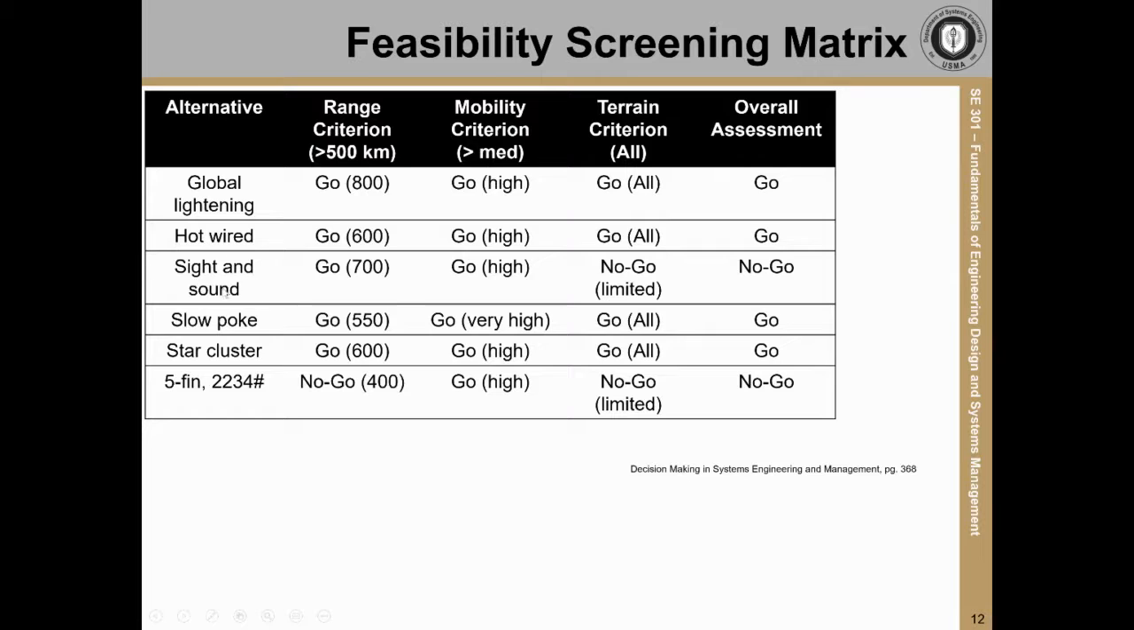But when we move here to alternative sight and sound, you have a range criterion of 700 kilometers, so that's good, you get a go. Mobility criterion of high, so you get a go there. But you have a terrain criterion of limited, so it's a no-go. So overall, this alternative, sight and sound, is a no-go. Similarly, with the 5-fin alternative, the range criterion is 400, so you get a no-go there. But you also get a no-go over here because you have limited terrain criterion, so you get a no-go overall.